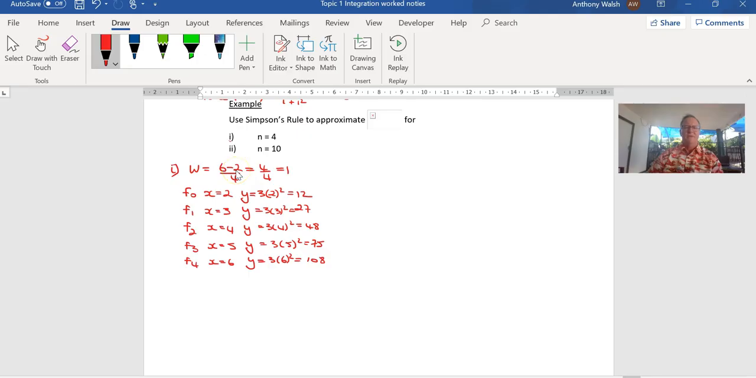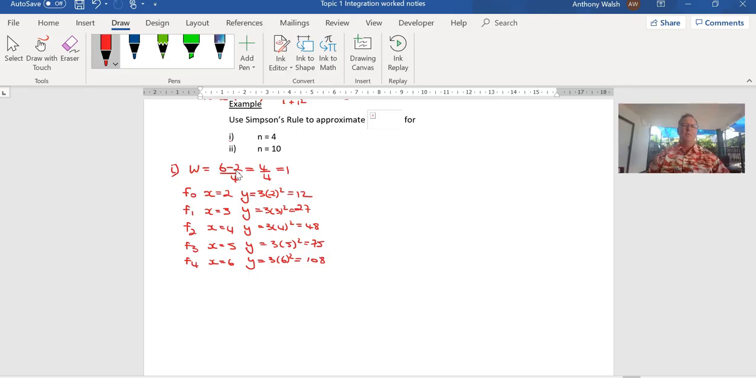So for n equal to 4, what's w, the width, going to be equal to? I take my b and my a values from which I'm integrating between, which is 6 and 2. So if I go 6 take 2, and divide that by 4, the number of strips, it equals 1. So my first length is starting at x equal to 2. I sub that into my function, which is 3 by x squared. So that's 3 by 2 squared, which is 3 by 4, which is 12.